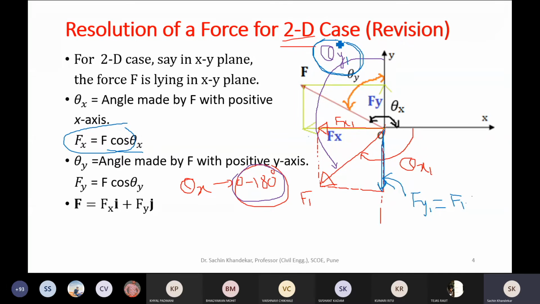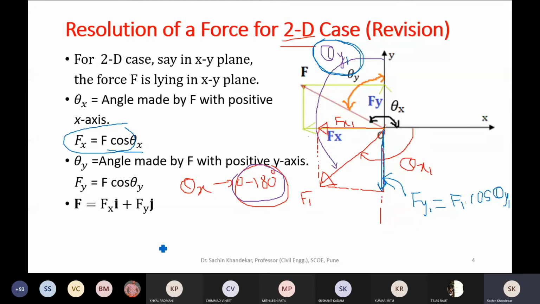Getting what I'm saying? Yes, sir. Okay. Now please note that. So simply, what should be Fy1? F1 cos theta y1. Correct. F1 into cos of theta y1. Very good. F1 into cos of theta y1.